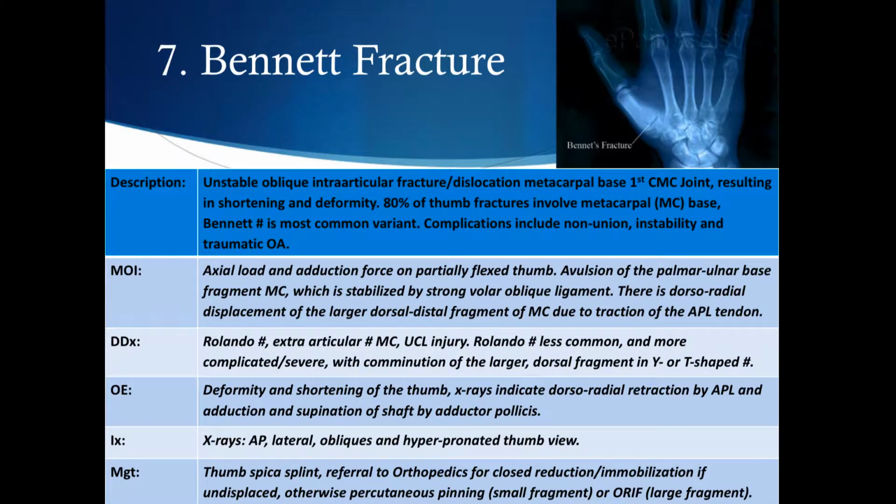On an exam, there will be deformity and shortening of the thumb. X-rays will indicate dorsal radial displacement of the larger distal fragment by the APL and adduction and supination of the shaft by the adductor pollicis. Imaging would include X-rays including the AP, lateral, obliques, and hyperpronated thumb view.